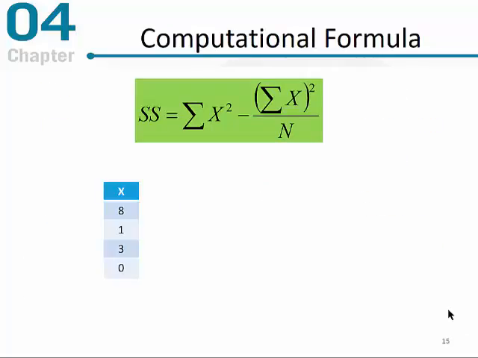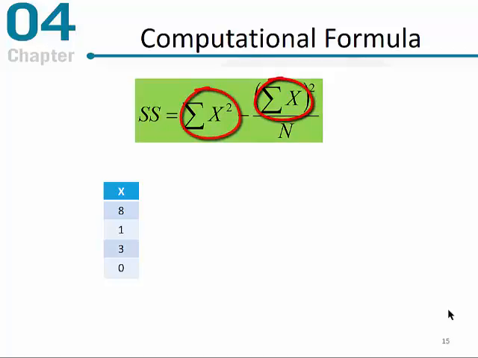For the computational formula, you can see that the sum of squares is the sum of x squared minus the sum of x, in parentheses, squared, over the number of people. So if you look at our original data set again, we had the scores of 8, 1, 3, 0, and you can see we only need two pieces of information really. That is the sum of x squared and the sum of x, and then square it.